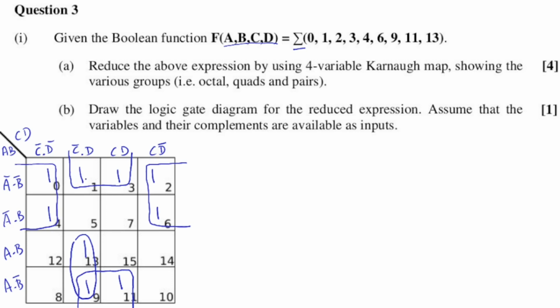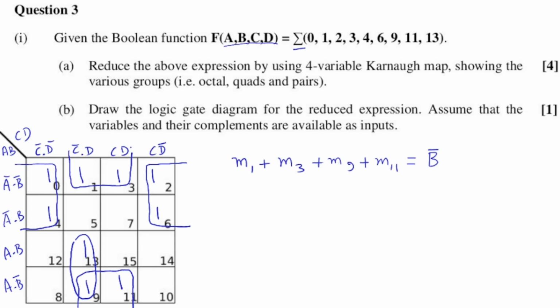I'll first reduce the quad here, that is 1, 3, 9, 11, and the correct way to represent it is we use small m and say m1 plus m3 plus m9 plus m11. Now we'll say what is changing state. Whichever literal is changing state will be dropped. On the sides, A complement dot B complement is there, and at the last row it is A dot B complement. So A is changing. Here it is A complement, here it is A. So we'll take B complement.